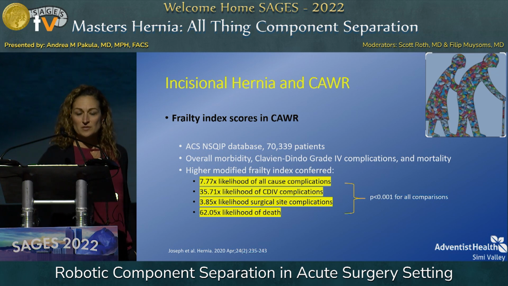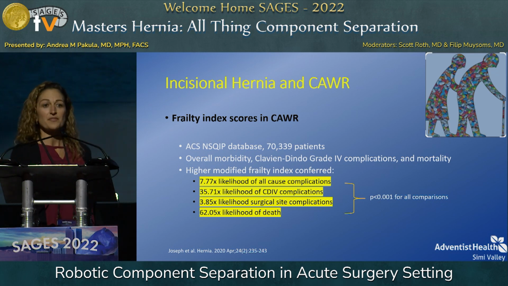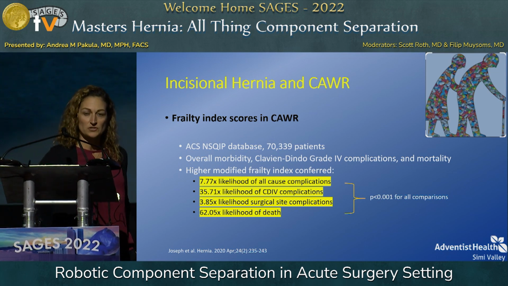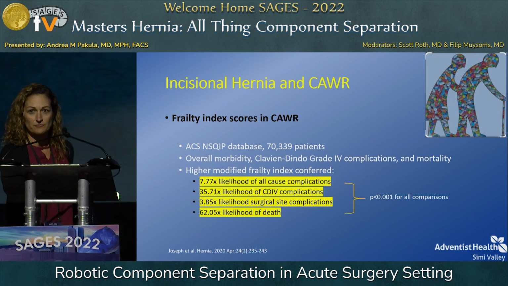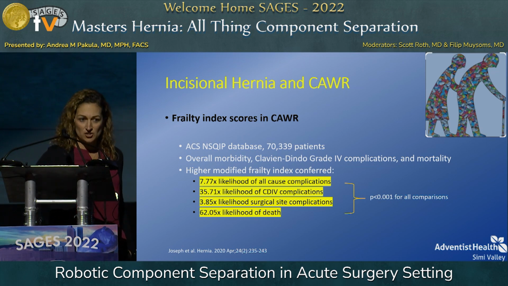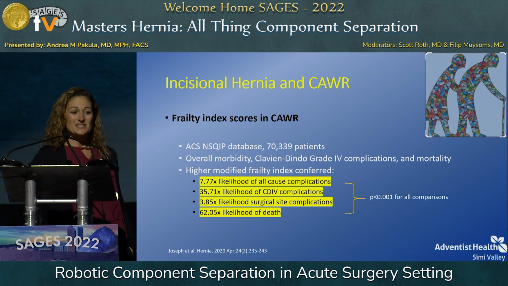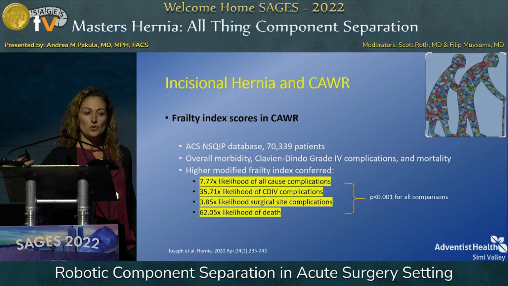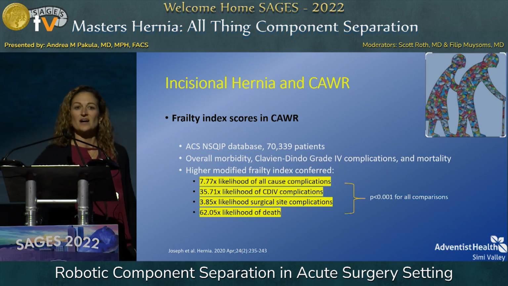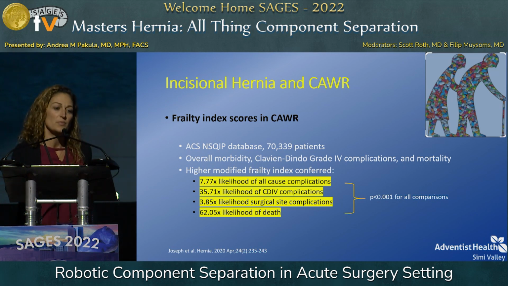A large NSQIP database of over 70,000 patients looked specifically at this, and the goal was to look at morbidity, grade 4 complications, and mortality with respect to incisional hernia repair and complex abdominal reconstruction. And those patients with a higher modified frailty index, that portended a 7.7 likelihood of all-cause complications, 35 times likelihood of severe complications, almost 4% likelihood of surgical site complications, and 62 times likelihood of death. So, again, you need to take this into account when we're talking about complex abdominal wall hernia repair, because it's not just the outcomes of the hernia, but it's also the outcomes for the patient.